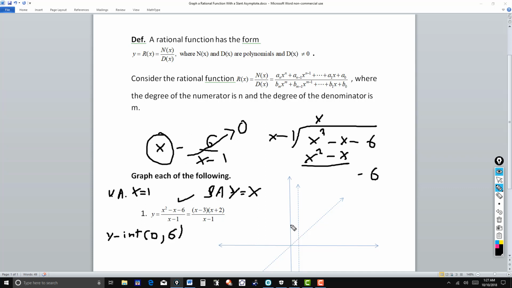Okay, that's your y-intercept. So we go over here, 1, 2, 3, 4, 5. Let's say that's (0, 6). So I know the graph is going to pass through that point right there.